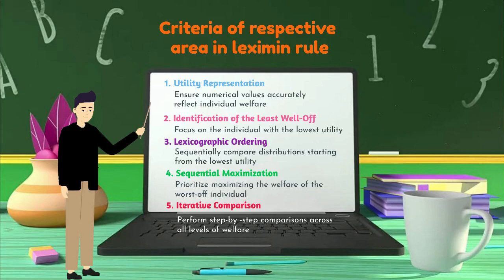Lastly, we go to iterative comparison. The criteria of iterative comparison is to conduct an iterative process where comparisons continue from the worst-off individual to the next until all individuals' utilities are considered.